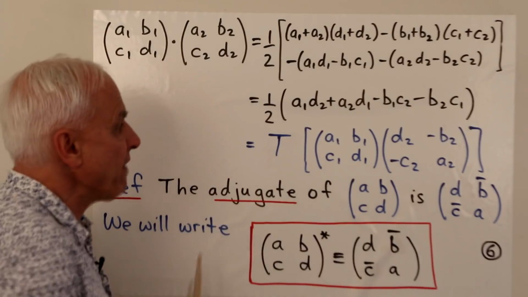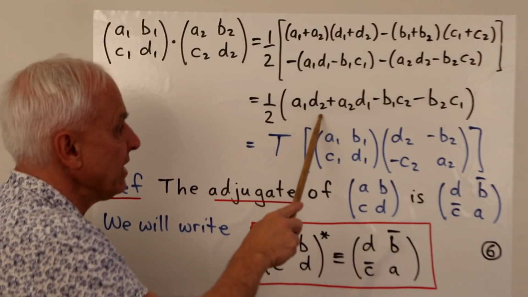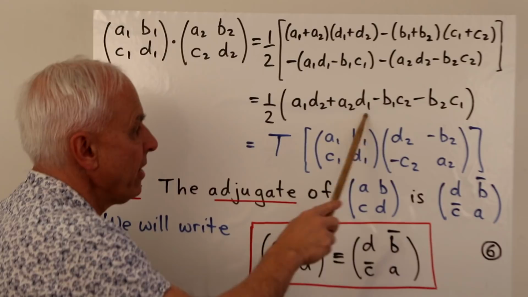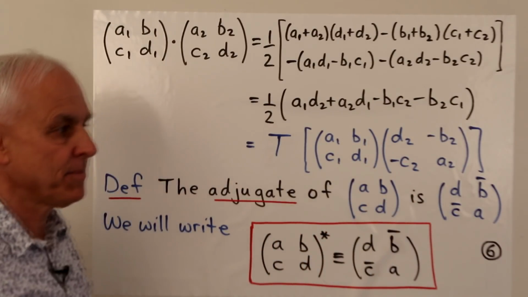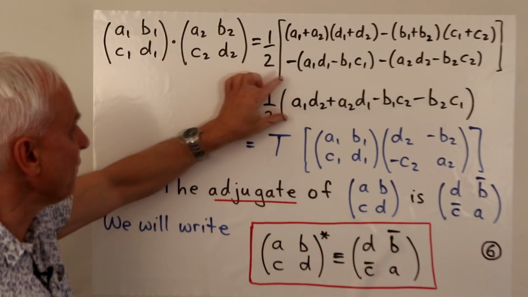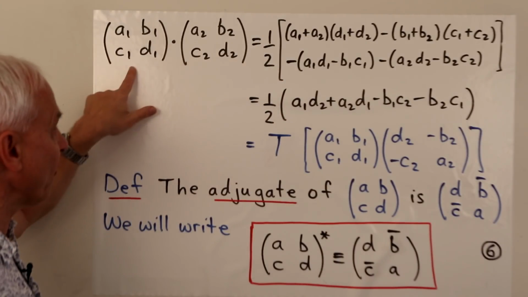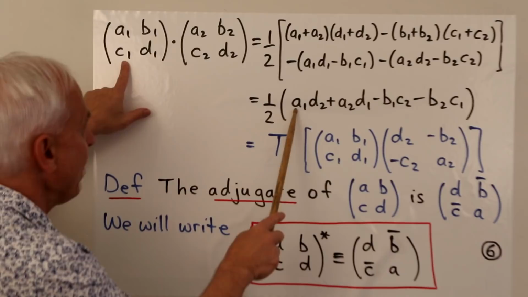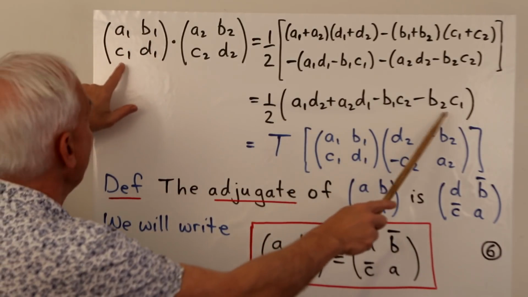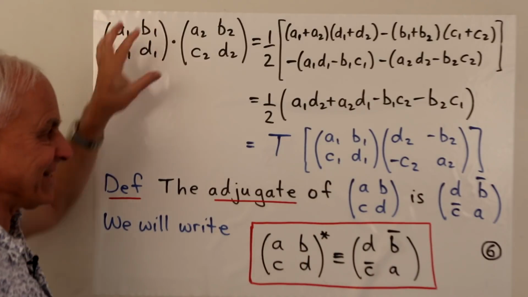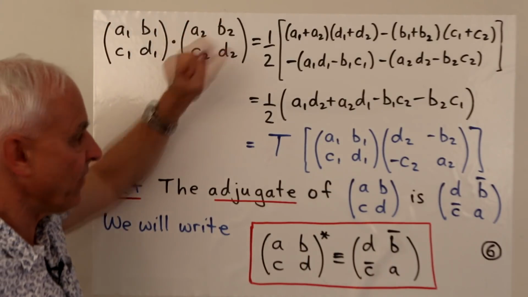And happily, there's quite a lot of cancellation when you just expand all these things out and simplify. You get 1/2 of A1 D2 plus A2 D1 minus B1 C2 minus B2 C1. This is a bilinear form. It's linear in this matrix's entries. So there's an A1, a D1, a B1, and a C1. So as a function of this, it's linear, and it's also linear as a function of this thing.